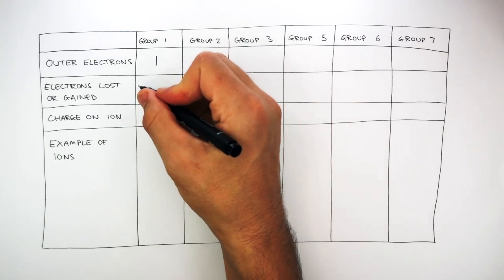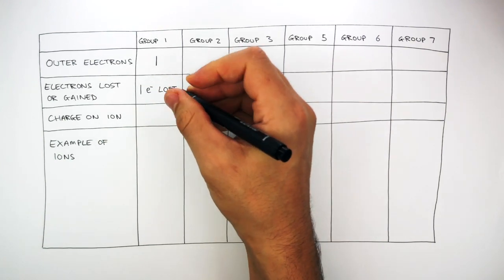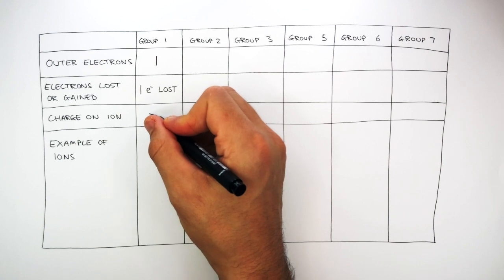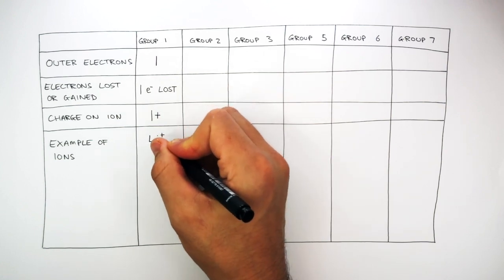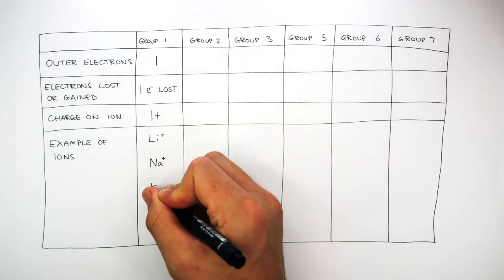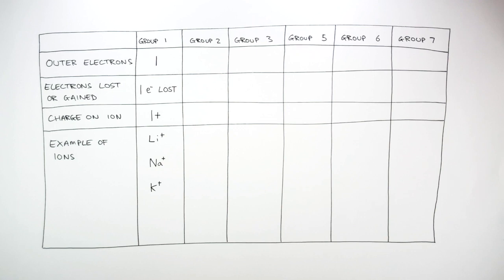When they become an ion, one electron is lost. The charge on this ion is 1+. And examples of ions in group 1 include Li+, Na+, and K+, as they all form a charge of 1+ when they become ions.